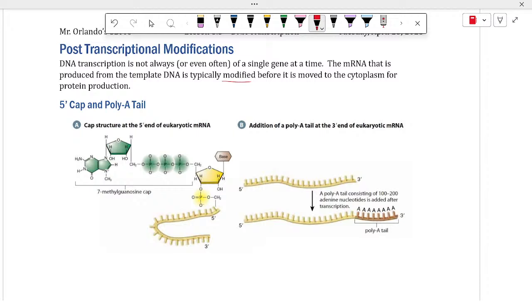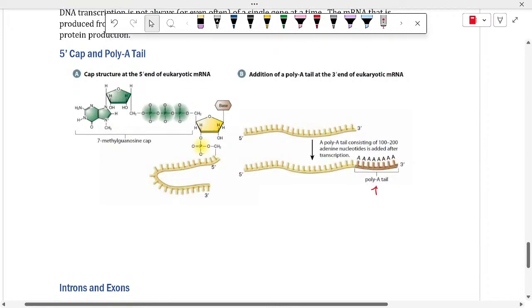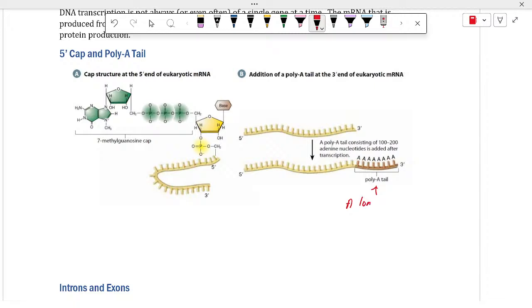The first is what we call the 5' cap and the poly-A tail. As it sounds, the poly-A tail is that on the 3' end, there's just a sequence of A's added. So a long sequence of A's, adenines, is added to the end, to the 3' end of the mRNA.